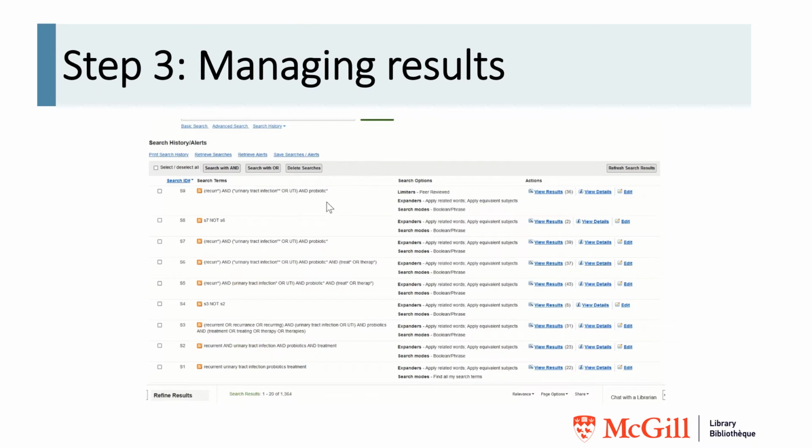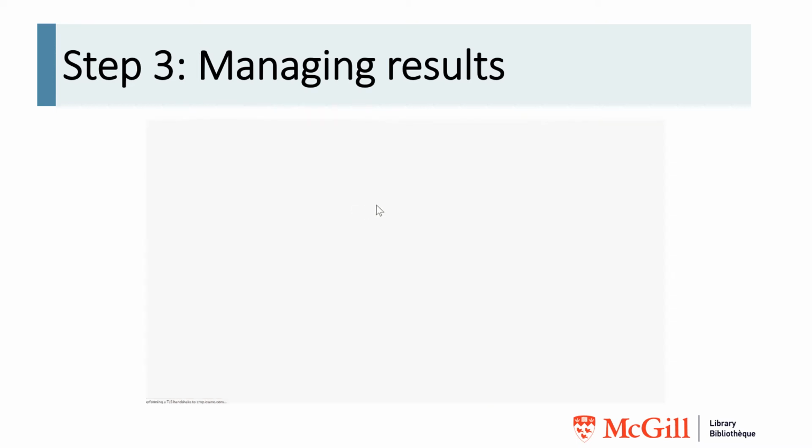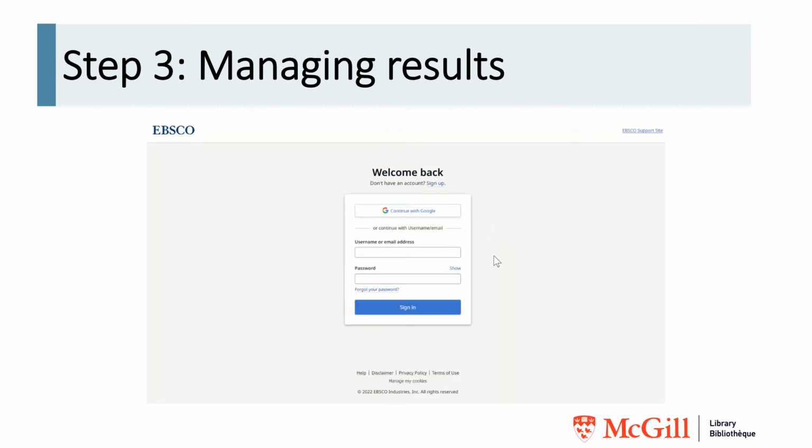The other thing that you can do, if one of these searches is really helpful for you, is you can select it and click on Save Searches and Alerts. And you could set it up. You can either save it to a folder, or you can set it up as an alert, so it will bring you new results as they come in that match your search. But first, you have to create an account for yourself.